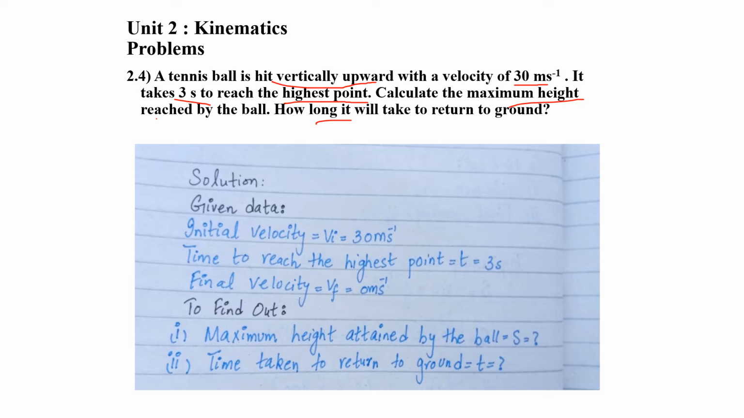So the initial velocity that is given to us is vi is equal to 30 meter per second, and the time that is given to us is t is equal to 3 seconds. So the final velocity will be equal to 0, right? Because it's mentioned over here, calculate the maximum height reached by the ball. At the maximum height the velocity will be 0, and that will be vf, right? The height we have to find out is s or h, and the time that we have to find out is t.